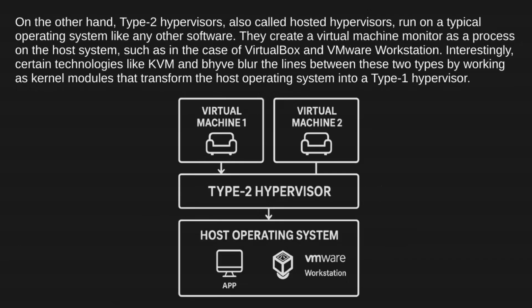On the other hand, Type 2 hypervisors, also called hosted hypervisors, run on a typical operating system like any other software. They create a virtual machine monitor as a process on the host system, such as in the case of VirtualBox and VMware Workstation. Interestingly, certain technologies like KVM and bhyve blur the lines between these two types by working as kernel modules that transform the host operating system into a Type 1 hypervisor.